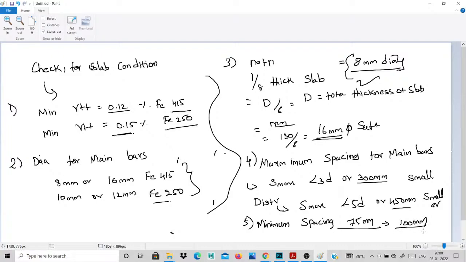Then the cover. The cover is based on your exposure condition. You provide the normal 15 mm or 20 mm, otherwise based on exposure conditions. If the exposure condition changes, you will change the cover also. These are the basic checks you will need for your conditions.